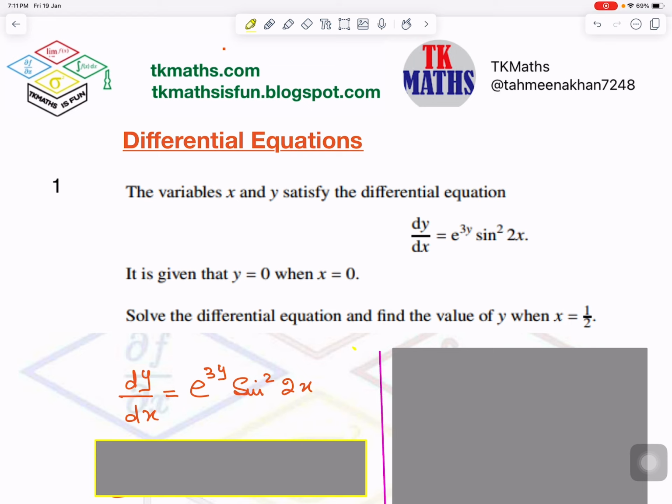In today's video, we will solve a question on differential equation, which is a part of the syllabus of A-Level Mathematics P3. And this question will help you to understand or revise integration as well, because it's a very good question.